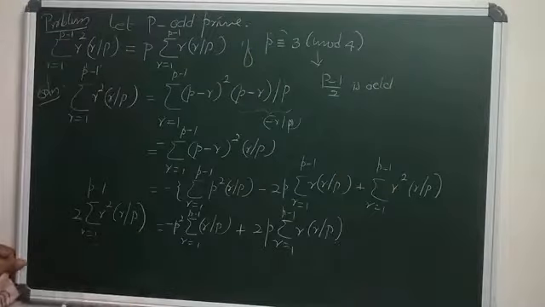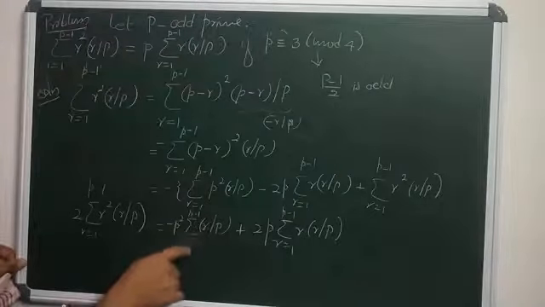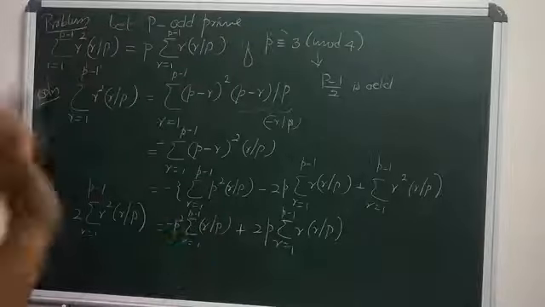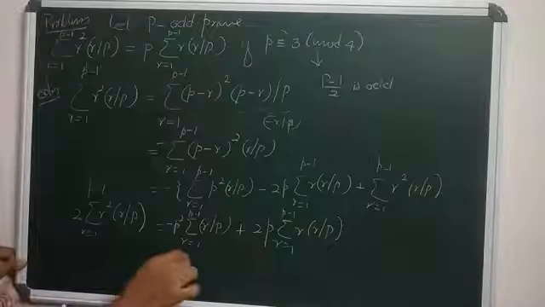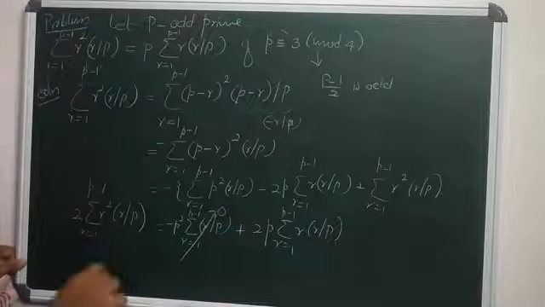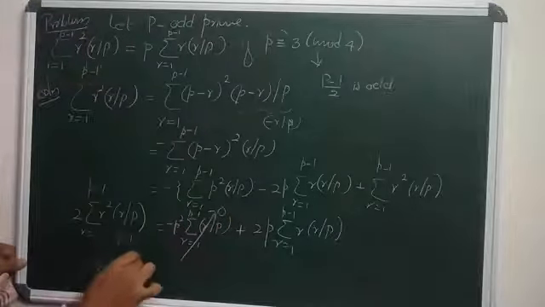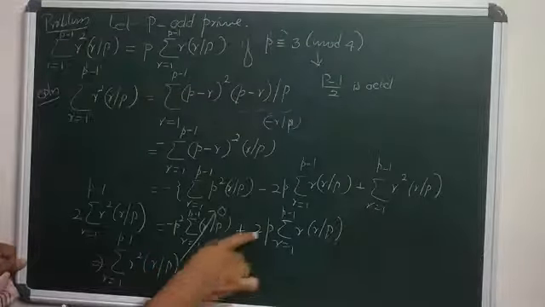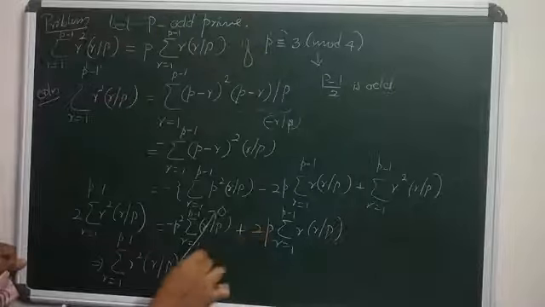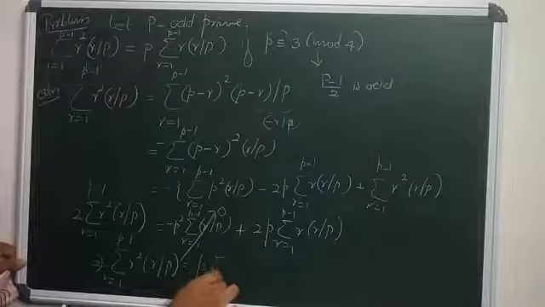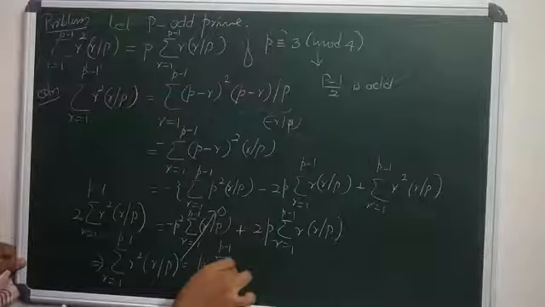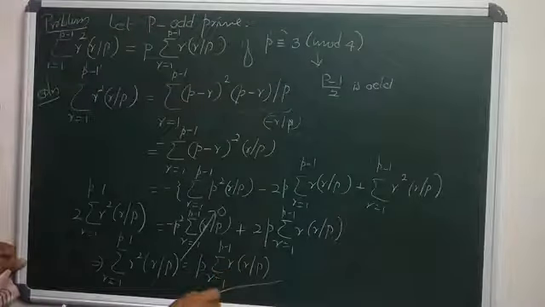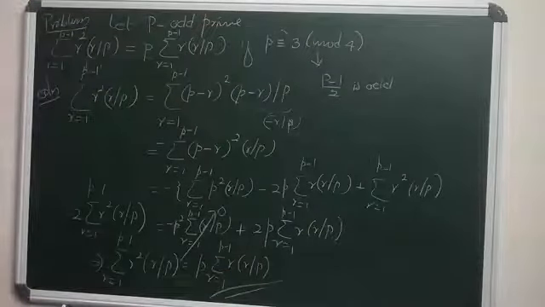Bring this third term to the left side. We know that the sum over r from 1 to P minus 1 of (r/P) is always 0. So this term always goes to 0. So what remains here? The sum over r from 1 to P minus 1 of r squared times (r/P) equals, the 2 and 2 cancelling each other, P times the sum over r from 1 to P minus 1 of r times (r/P). So this is the required result. Okay.